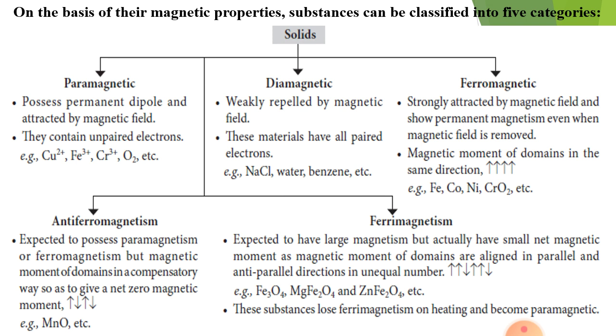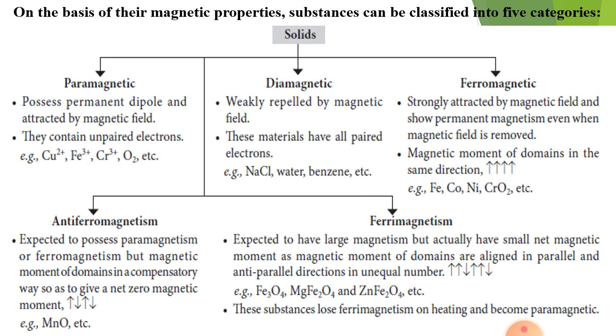Paramagnetic substances lose their magnetic property in the absence of a magnetic field. Now second, diamagnetic substances. These substances are weakly repelled by a magnetic field, and they are weakly magnetized in the magnetic field in the opposite direction.